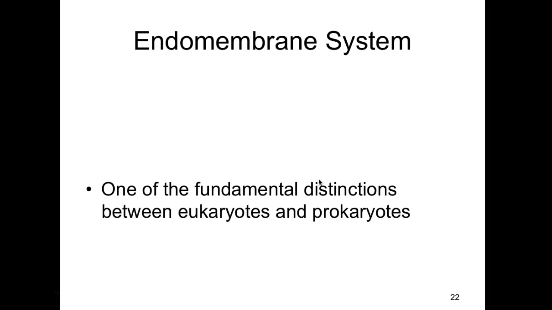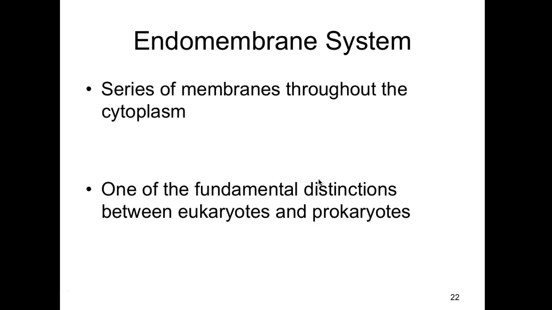Additionally, you have this endomembrane system. It's one of the most fundamental distinctions between the eukaryotic cell and the prokaryotic cell. Prokaryotes lack an endomembrane system. Eukaryotes have this endomembrane system. And like it says, endo and membrane, it is a series of membranes throughout the cytoplasm, a series of membranes that are found within the cell itself.